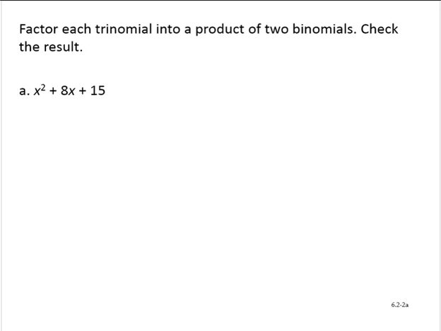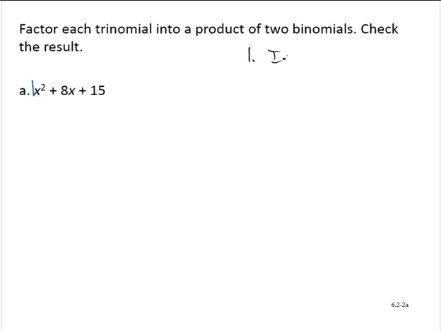Factor each trinomial into a product of two binomials. Check the result. So the first thing that we notice here is that the coefficient on x squared is 1. And when we have this situation, this is an easier situation for factoring into binomials, and we use an inspection method.